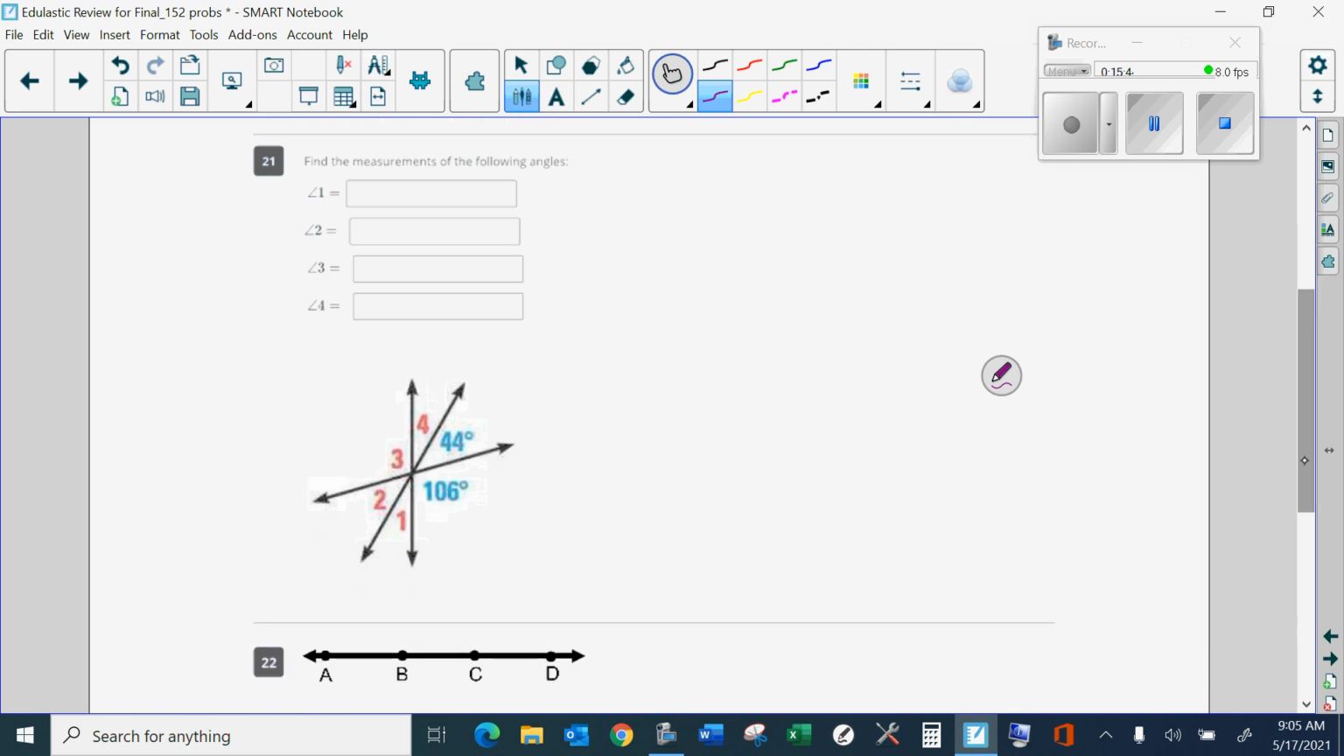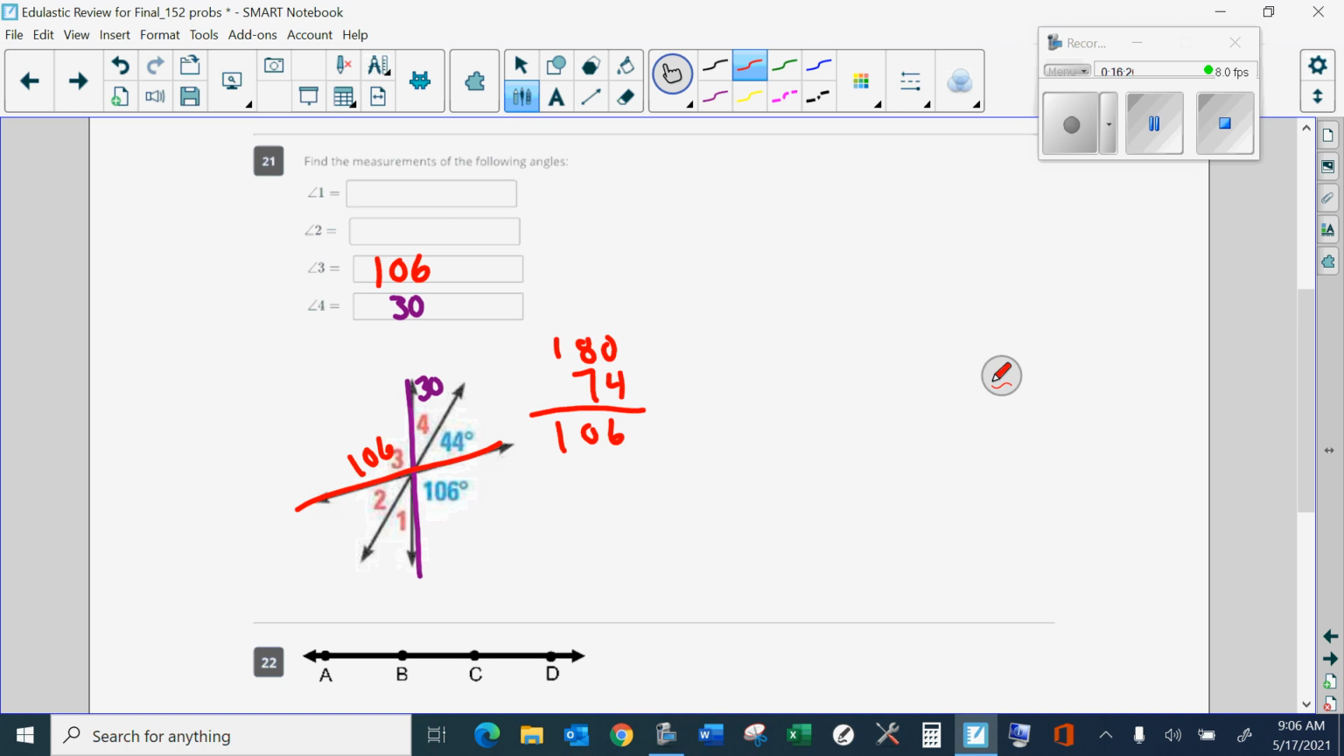Find the measurements of the following angles. Well, angle 1, okay, well, so we have a line right here, for example. So these three angles, that's 150. That makes 30 degrees. Well, now we have a line also right there. It's 180 degrees. So 74 from 180 is 106. So 3 has to be 106.